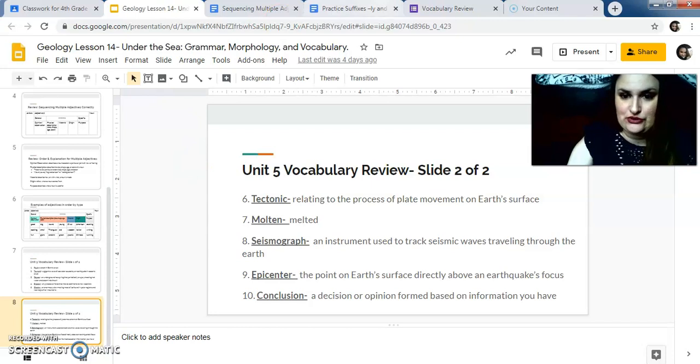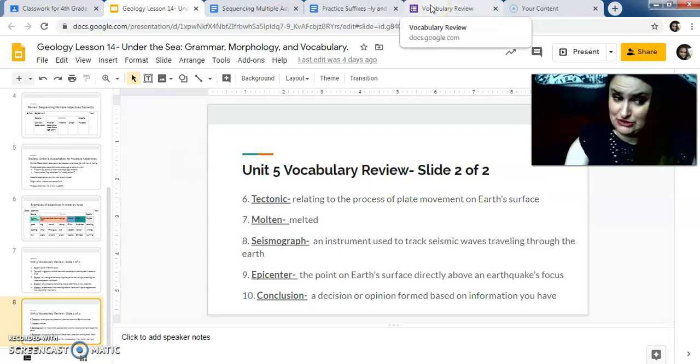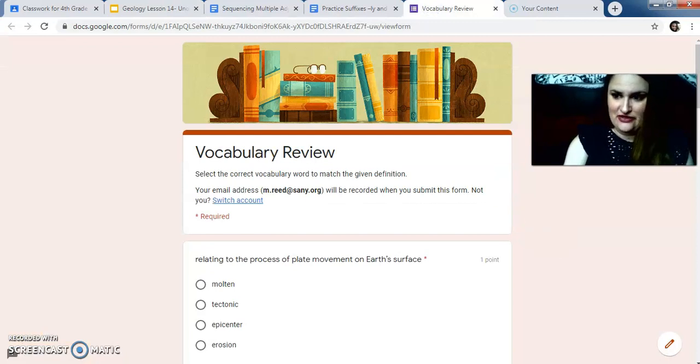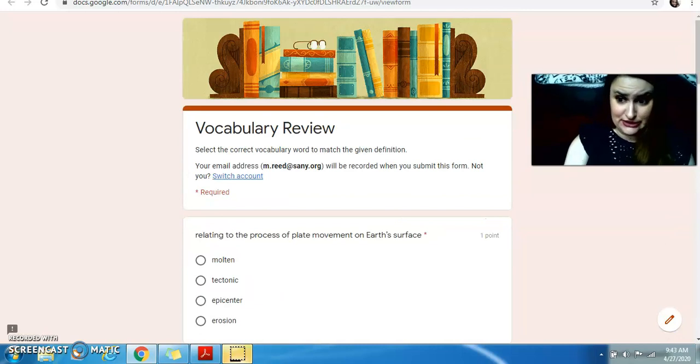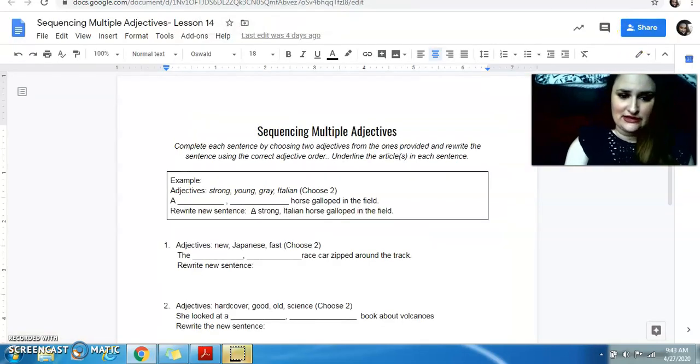So you are going to use these vocabulary words. It should be very easy. You should be getting every single one of them right to complete the vocabulary review on Google Forms. It's literally just the definitions of words, so if you are looking at the lesson presentation, you should be getting them correct. You are also going to complete the sequencing multiple adjectives. They are going to give you adjectives to choose from. You just need to pick two. You can pick whatever two you want from there and order them correctly.